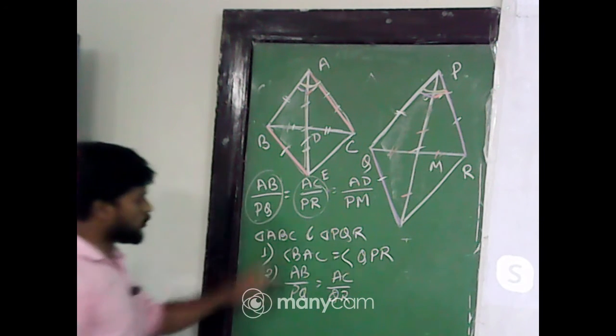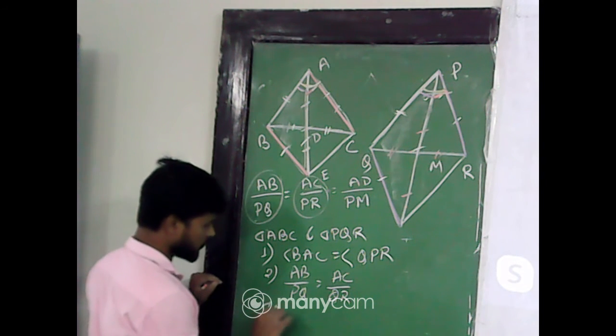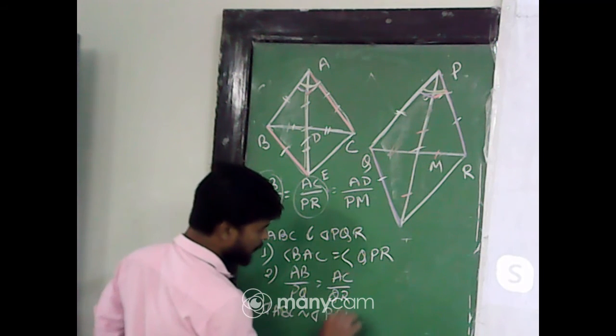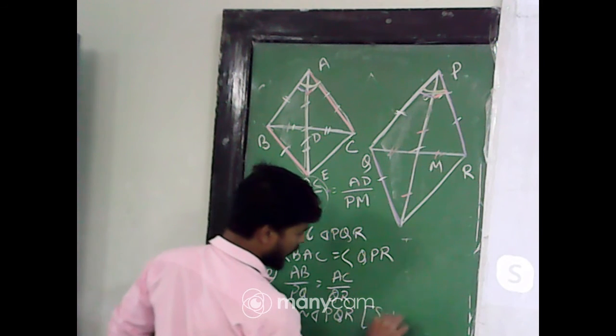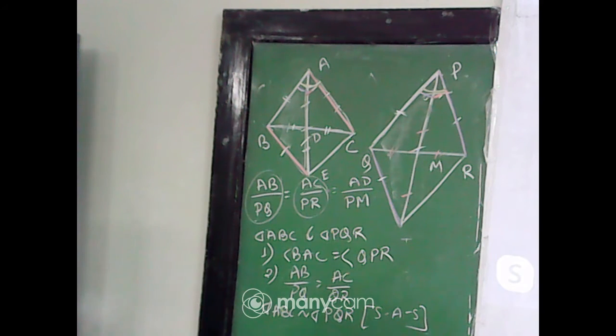So by these two conditions we can say that the triangle ABC is similar to triangle PQR by side angle side criteria. By side angle side criteria, the triangle ABC and the triangle PQR are similar to each other and hence proved.